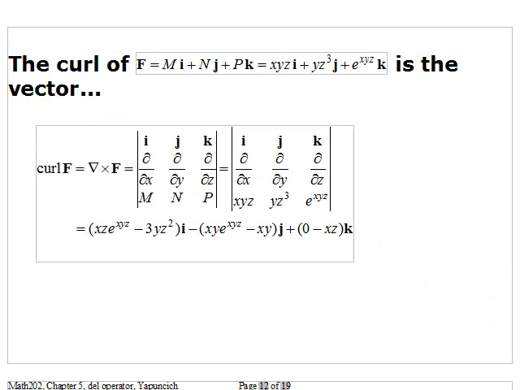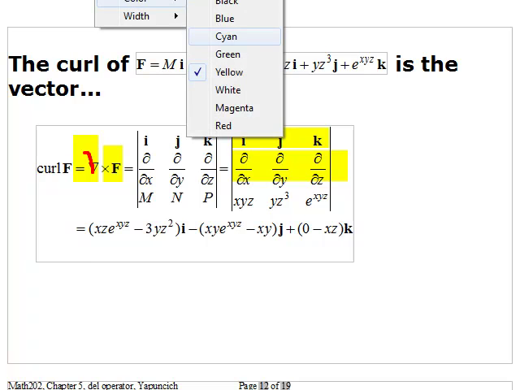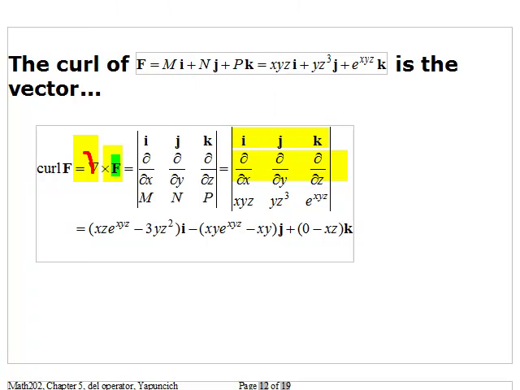Now here's the curl. So we're going to use the same vector function, but now we're going to determine its curl. So curl is the del operator cross the vector function. So it's going to be a 3 by 3 matrix. i, j, k go up here. The components of the del operator go in the second row, and in the third row, I'll change color here, the components of f go in the third row. Then you take this determinant, and remember the output is going to be a vector, and it is.